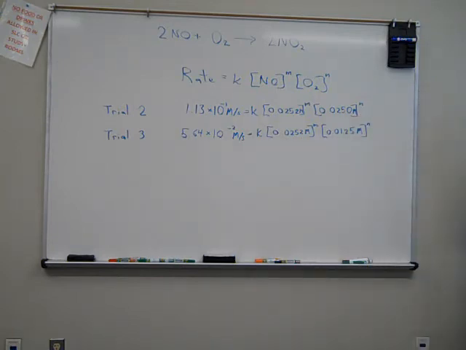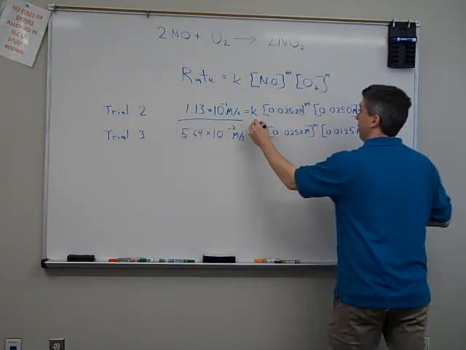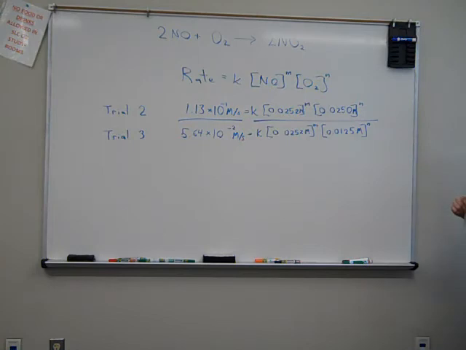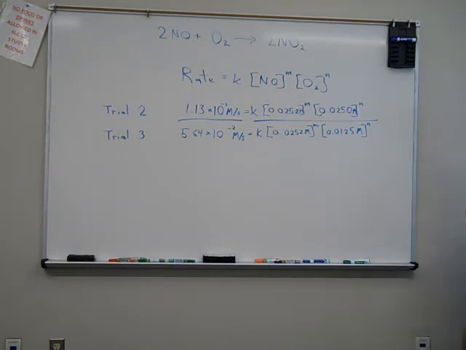So now that I have these two expressions, I'm going to go ahead and divide this by this. And that's the smartest thing I can do mathematically, because that allows me to cancel out what? What does that allow me to cancel out?